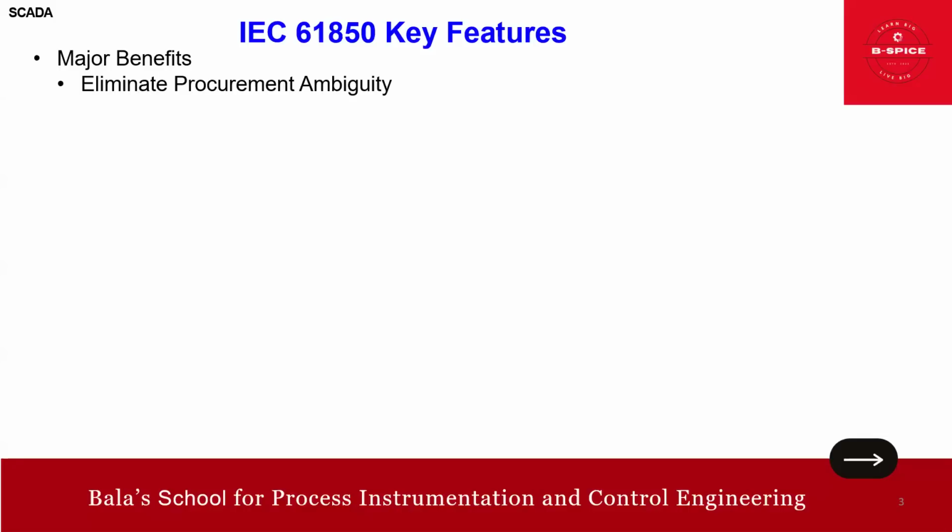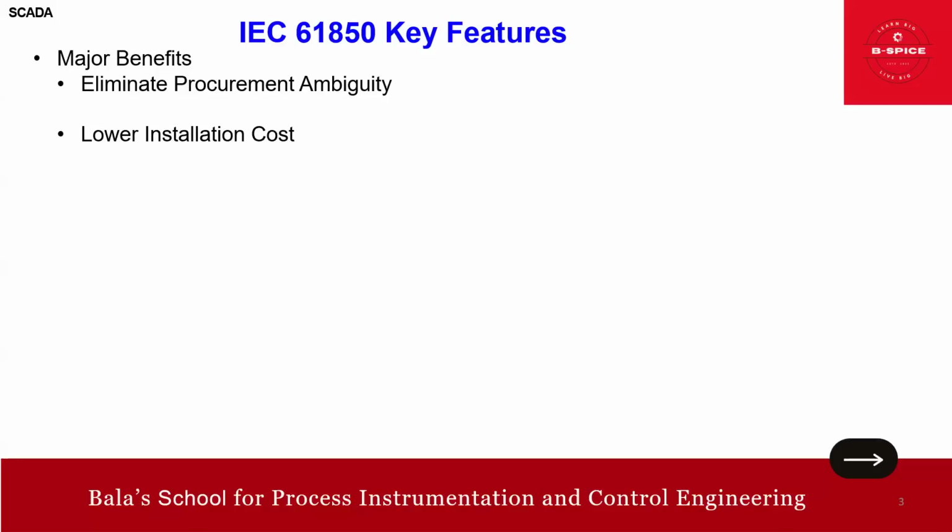Eliminate procurement ambiguity. Not only can SCL be used to configure devices and the power system, SCL can also be used to precisely define user requirements for substations and devices. For example, using SCL, a user can specify exactly what is expected to be provided in each device. That is not subject to misinterpretation by suppliers. It's very clear, so it eliminates the procurement ambiguity.